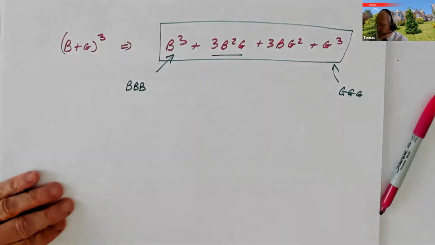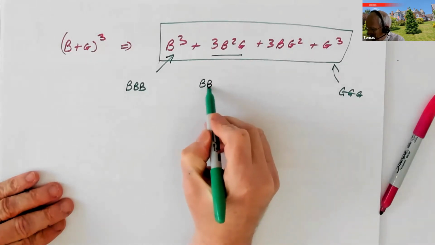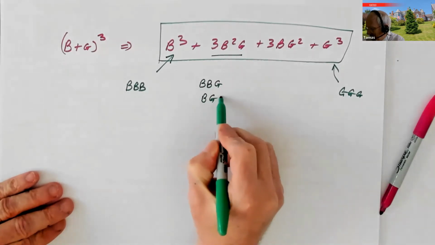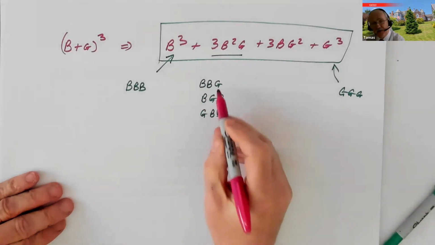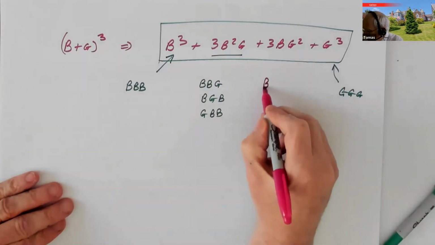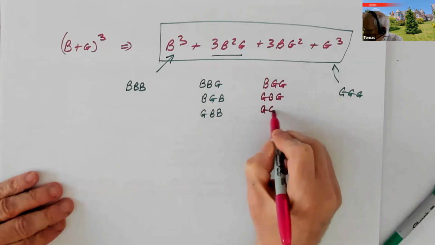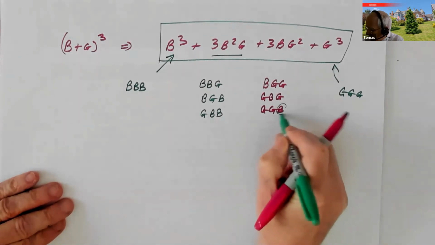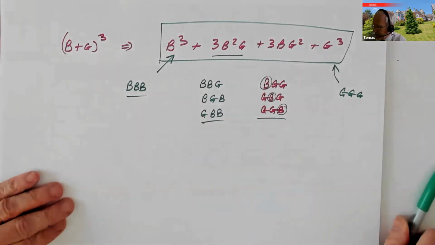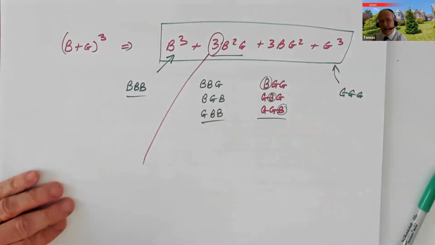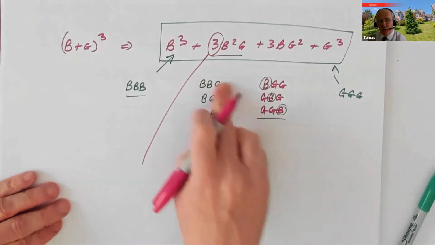Now, you could have 2 boys and a girl, 3 different ways. You could have boy, boy, girl; girl, boy, boy; boy, girl, boy. Because you could have the girl first, second, or third. And similarly here, you could have boy, girl, girl; girl, boy, girl; and girl, girl, boy. You could have the boy first, second, or third. And really what's happening here is that this number is telling you how many different ways you can get the same outcome of 2 boys and a girl.